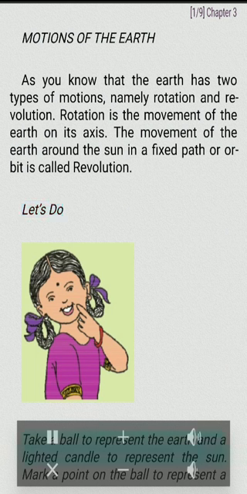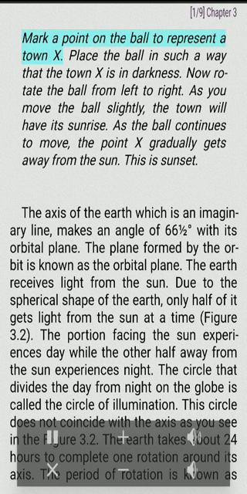Let's do. Take a ball to represent the Earth and a lighted candle to represent the Sun. Mark a point on the ball to represent a town X. Place the ball in such a way that the town X is in darkness. Now rotate the ball from left to right.